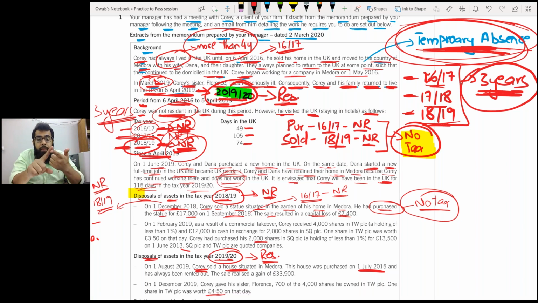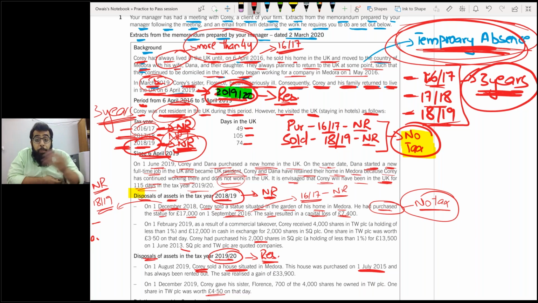Okay? Number 2, you purchased an asset while being non-resident and you sold it while being non-resident. No tax on that, like this statue. You purchased while being non-resident and you sold it while being non-resident. No tax on it. Simple as that.